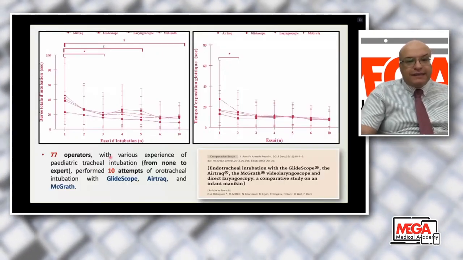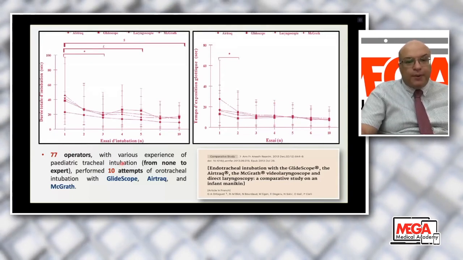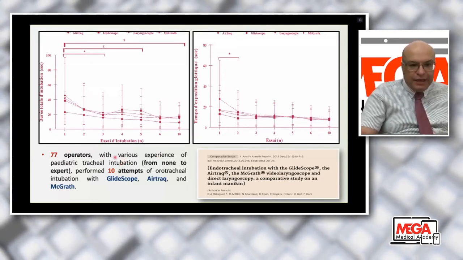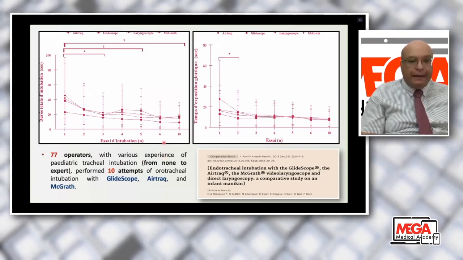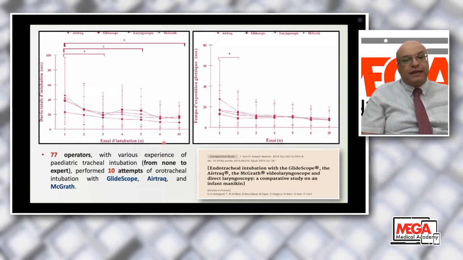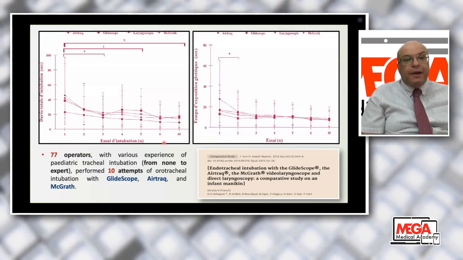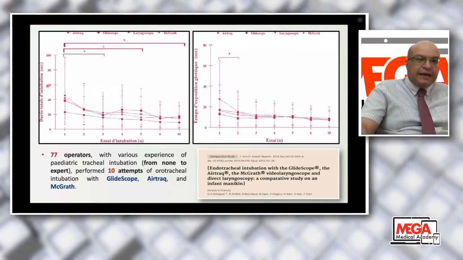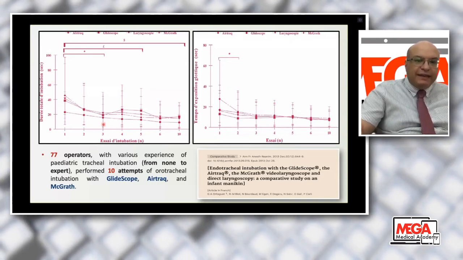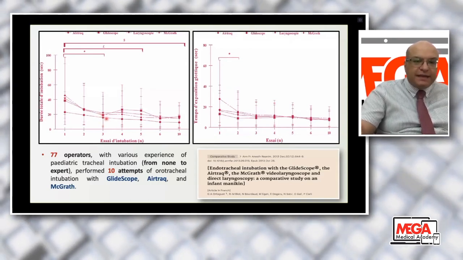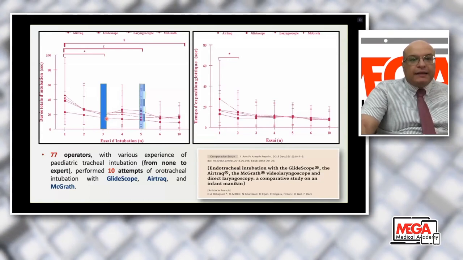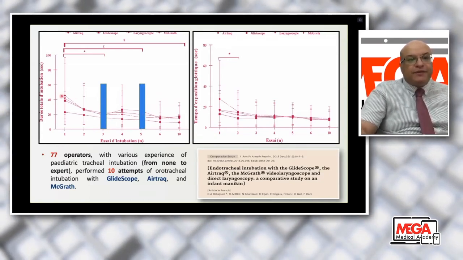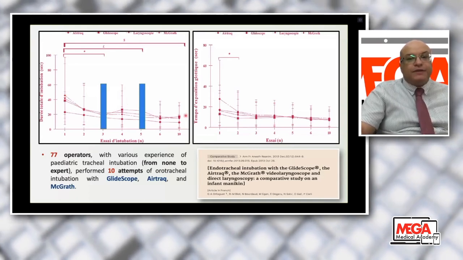If you take a look at this study, including 77 operators with various experience in pediatric tracheal intubation, who performed 10 attempts of tracheal intubation using the glidoscope, Airtraq, McGrath, all of them video laryngoscopes. You can see the time to intubation is significantly decreased starting from the third attempt here, and also from the fifth attempt. So the time of intubation is decreased from the first trial up to the 10 trials.